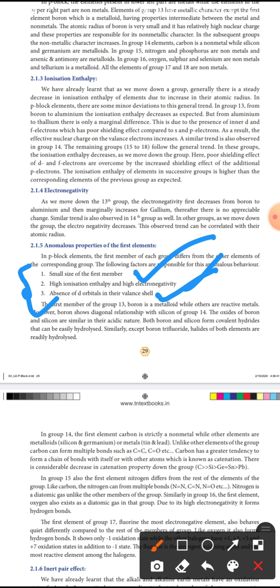Boron shows a diagonal relationship with silicon. Silicon is in the 14th group. So the 13th group boron has a diagonal relation with the 14th group silicon. The oxides of boron and silicon are similar in their acidic nature. So boron and silicon form covalent hydrides.